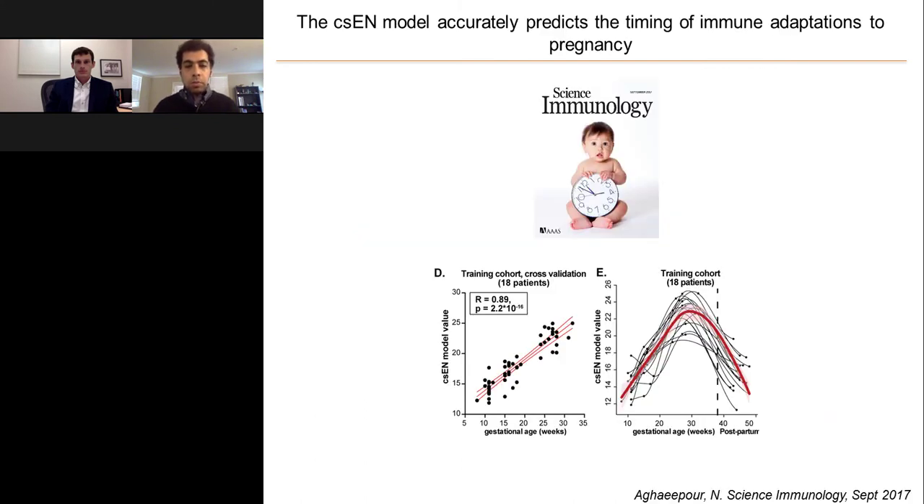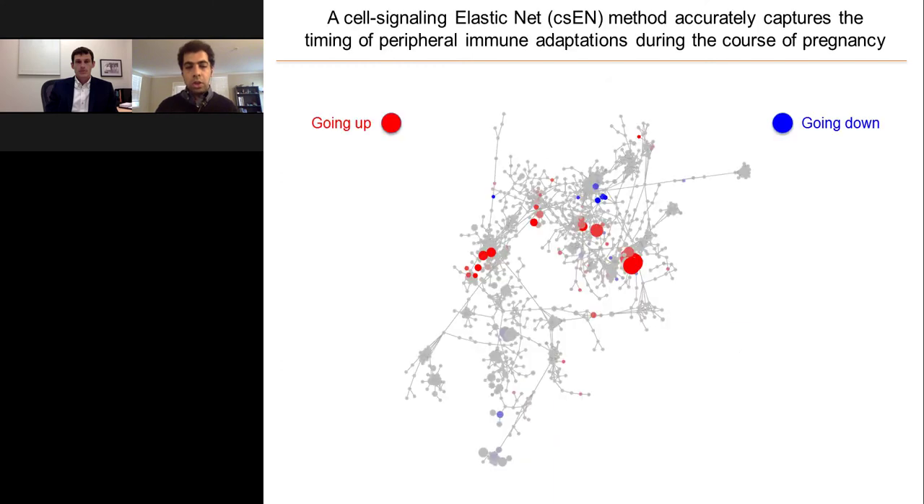So this was published just a few months ago in Science Immunology. On the left, again, we have our training cohort, and on the right, we have the same model applied to postpartum samples after the dashed line. You can see that the immune system starts to gradually recover and get closer to a non-pregnant state a few weeks after delivery. We can go back to that correlation graph that Brice showed you and highlight the nodes that are particularly going up or going down during pregnancy.